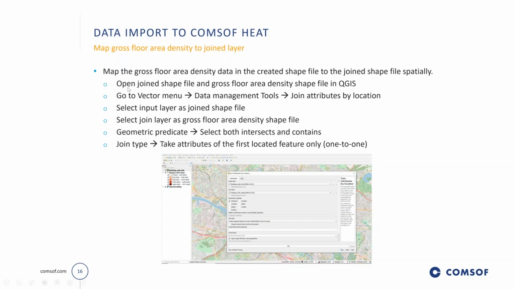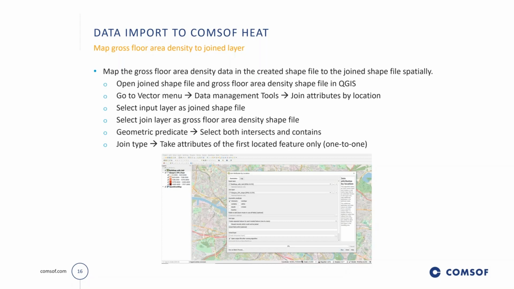So first we open the joint shapefile and gross floor area density shapefile in QGIS. Then as before, we go to the vector menu, data management tools, and join attributes by location. Now the input layer is going to be the joint shapefile, and the join layer is going to be the gross floor area density shapefile. Then we select the same geometric predicate, intersects, and for join type we select the same, take attributes of the first located feature only, one to one. Then we click run. Now we have a layer of building shapefile with the heat demand density value and also the gross floor area density value for each building.